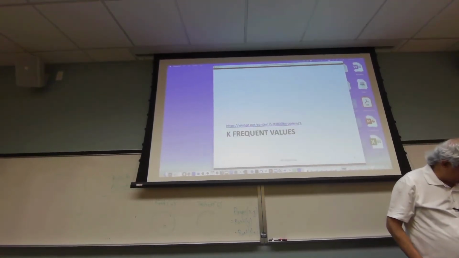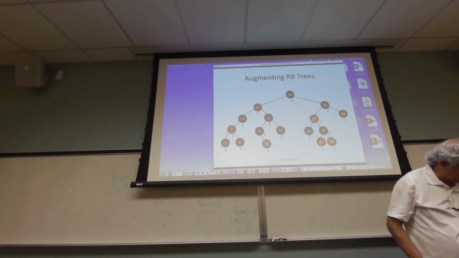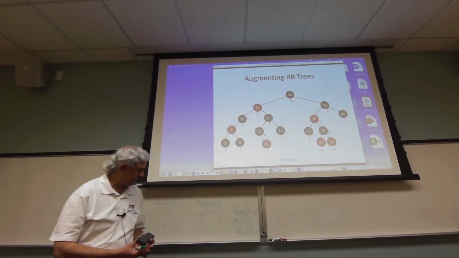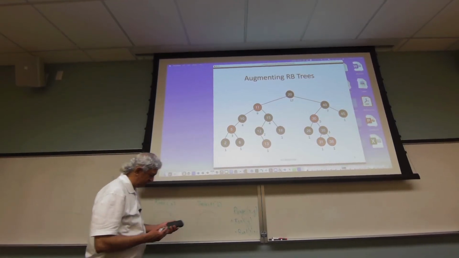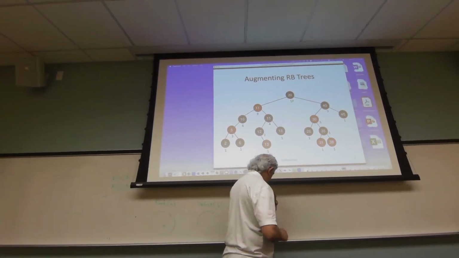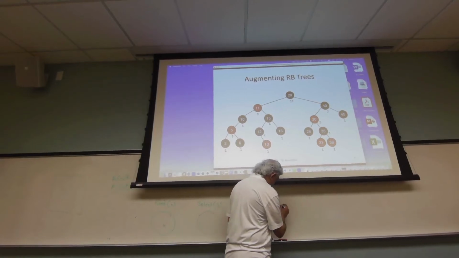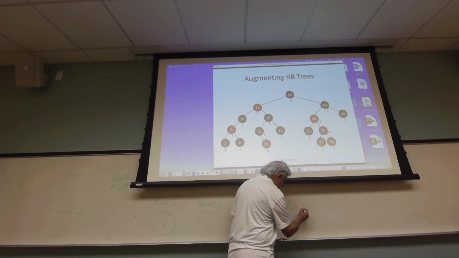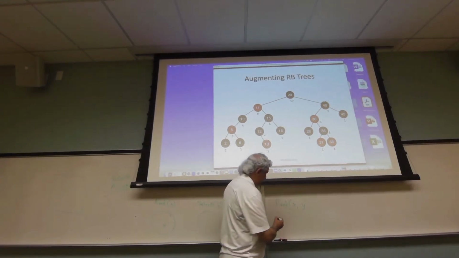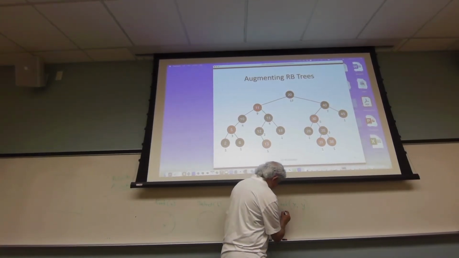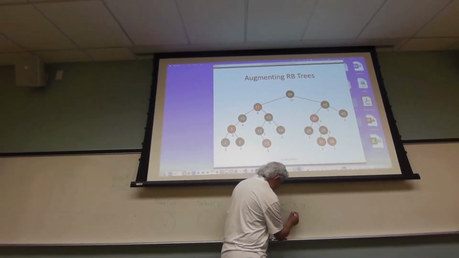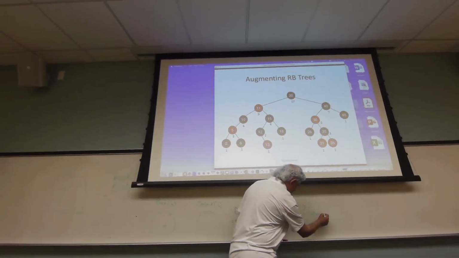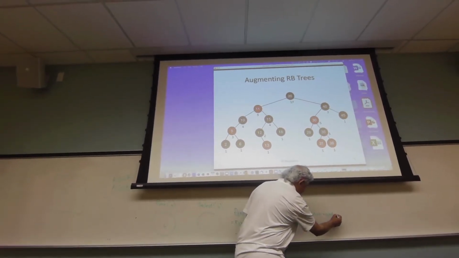So the code, where is that code? I didn't write it down, sorry. We can actually do it here. Yeah, I can hopefully write this on the fly. So let's say that I want to do rank of x in the subtree rooted at y. So this is going to say report the rank of x in the subtree rooted at y.